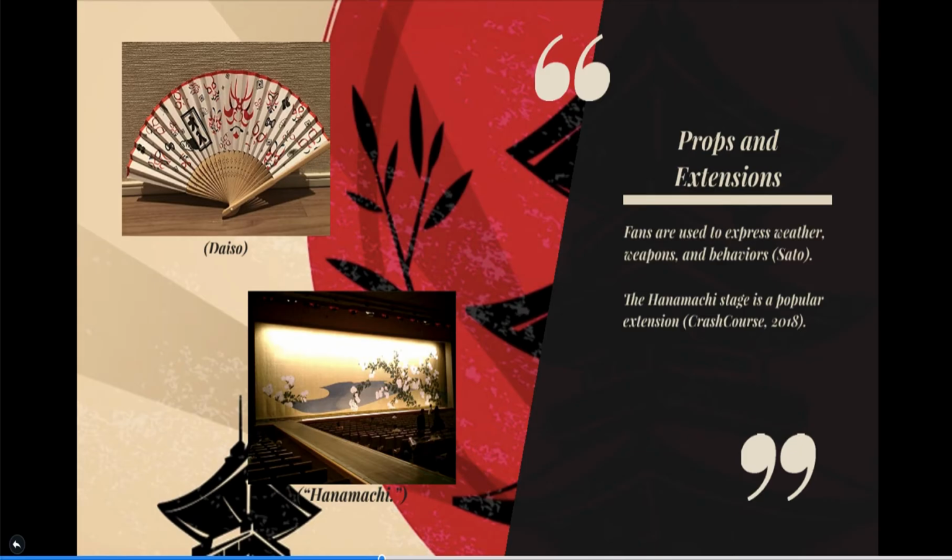The hanamachi stage is well known for this theater form. It is a way to interact with the audience by connecting the back of the room to the stage. Hanamachis were so popular that another stage could be added to the performance. One example could be the bottom picture.